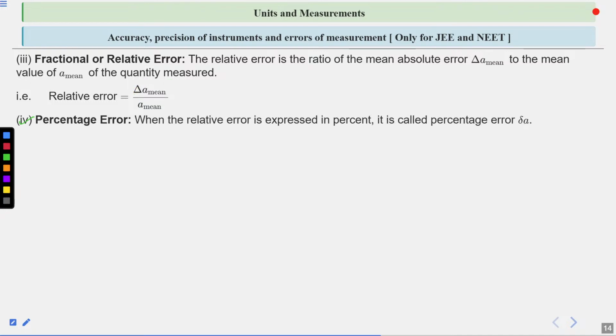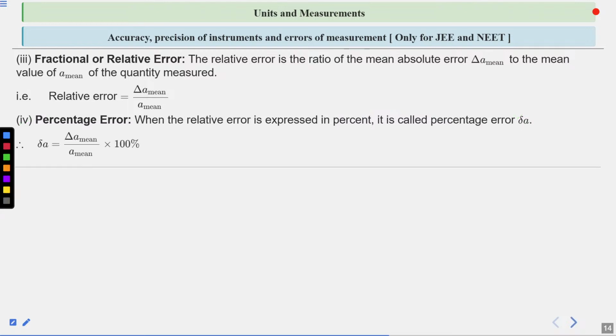Fourth error is percentage error. How can we determine the percentage error? When the relative error is expressed in percent, it is called percentage error. Here, delta A mean divided by A mean into 100%. So it is the percentage error.